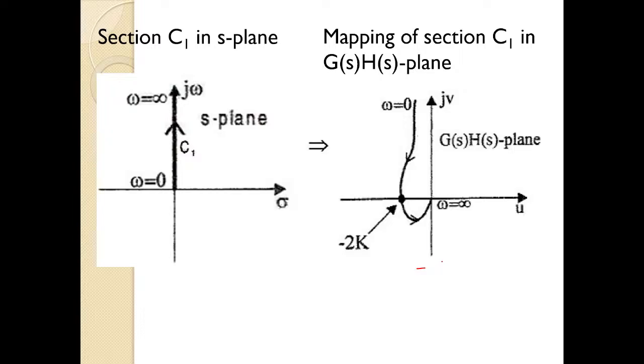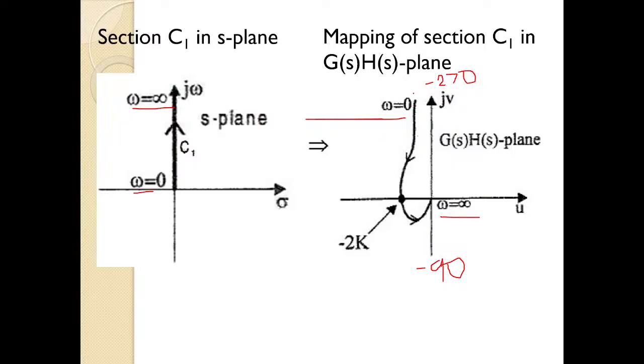This is minus 90, this is minus 270. At last I have succeeded to write something. From minus 270, we know the polar plot starts at omega. So our section C1 starts at omega equal to 0 and it ends at omega equal to plus infinity.